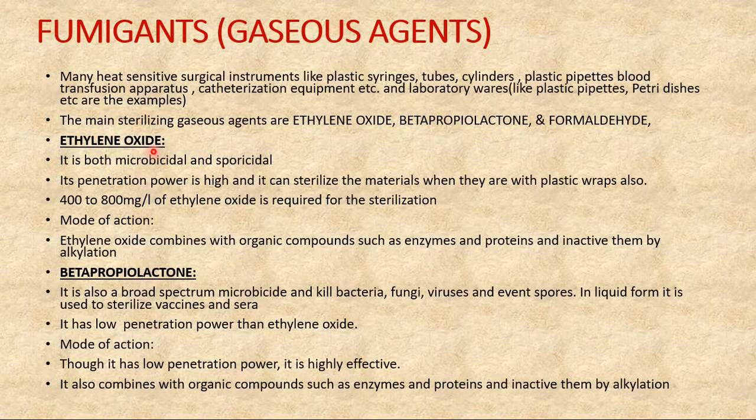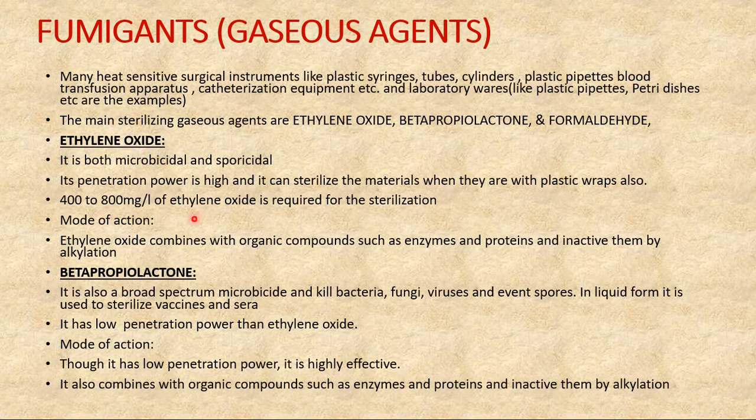Okay, then coming to the first type, ethylene oxide. It has both microbicidal and sporicidal activity. That means it can kill the microorganisms and even the spores also. And its penetration power is high, and it can sterilize materials even when they are in plastic wraps. So suppose you are taking an article and wrapping it with plastic, then also the material can be sterilized by exposure to this ethylene oxide.